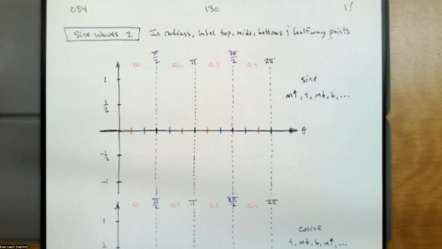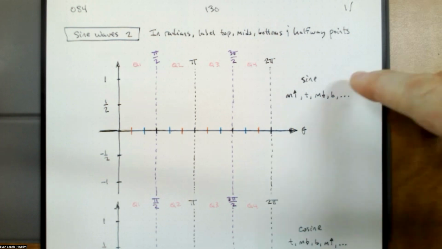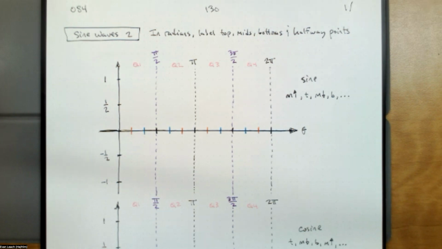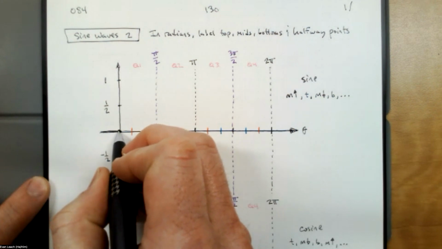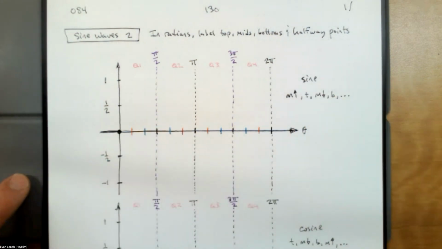Let's go over our base model graphs. The first thing we want to look for is our top, middle, and bottom. We're going to look at the unit circle, and for the graph of sine, we're going to look at the y-coordinate at each of the quadrant angles. At 0, sine of 0 is equal to 0. So we're going to start here at the middle, and this is a middle going up.